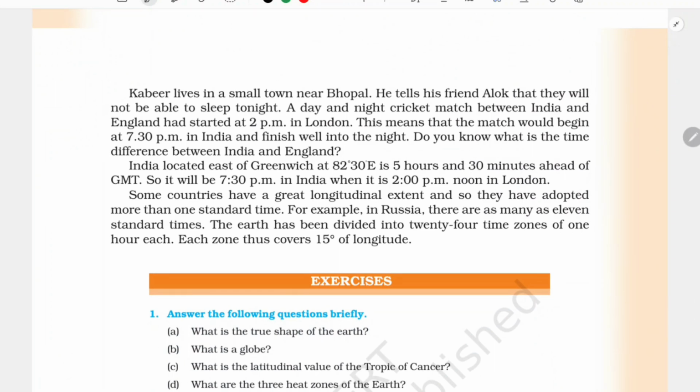Next, one more example of time is given here. It will be more clear to all of you. Kabir lives in a small town near Bhopal. He tells his friend Alok that they will not be able to sleep tonight. A day and night cricket match between India and England had started at 2 p.m. in London. This means that the match would be at 7:30 p.m. in India and finish well in the midnight.